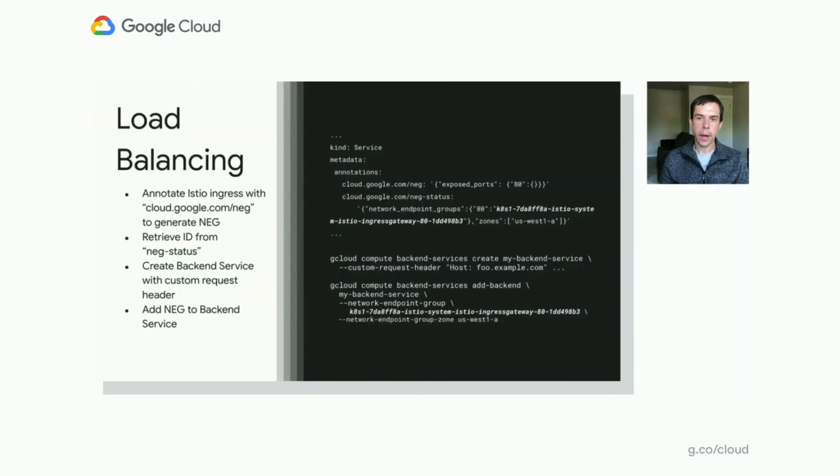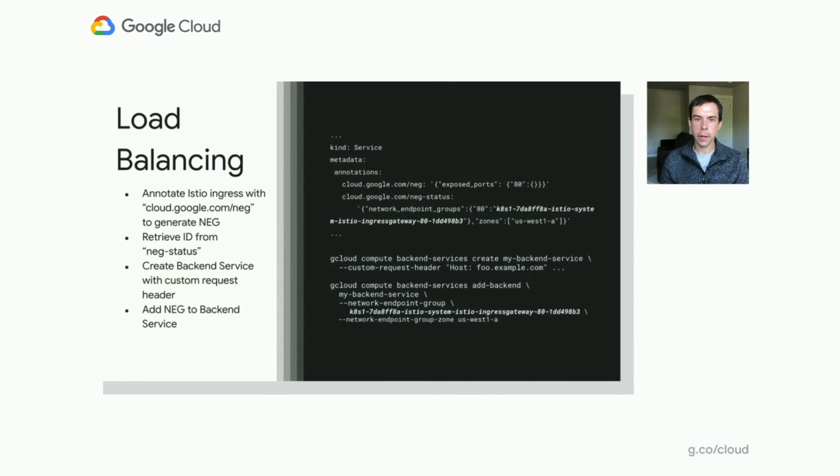The network endpoint group is then added as a backend to this backend service using its ID and zone that we received from the GKE annotation. In this case, the backend service is associated with foo.example.com, and we can now include this backend service in the URL map of our load balancer so that we can route requests to it.